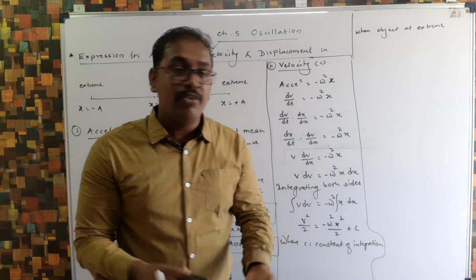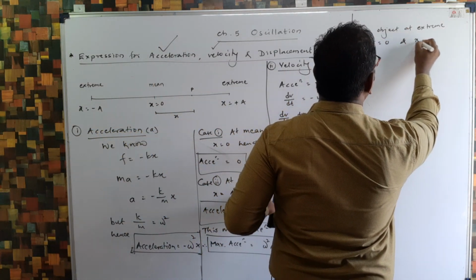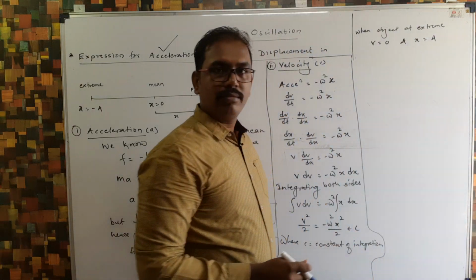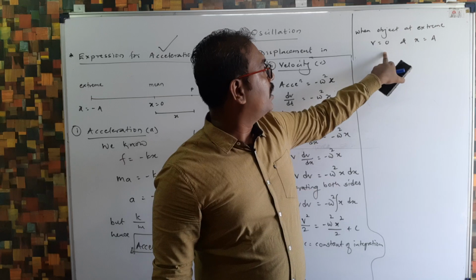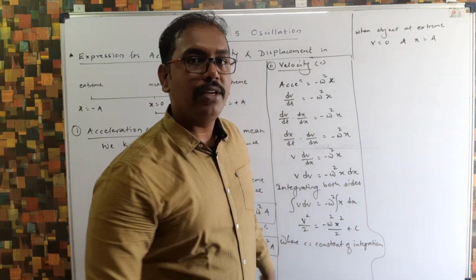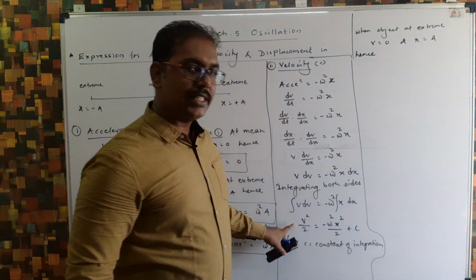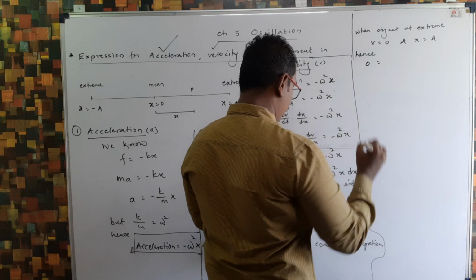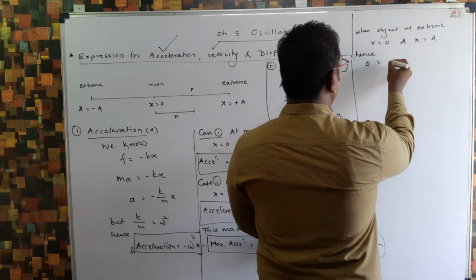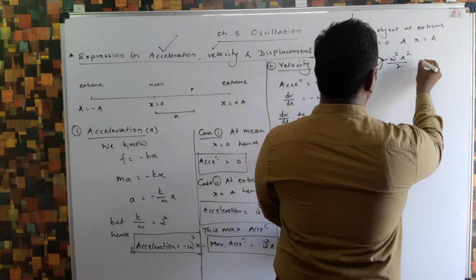So at extreme, velocity is 0, v is equal to 0 and x is equal to a. Note one thing here: at extreme velocity is 0 and displacement is equal to amplitude. Hence, I can substitute this in this equation. v square by 2, 0 square by 2 is 0, minus omega square a square by 2 plus c.